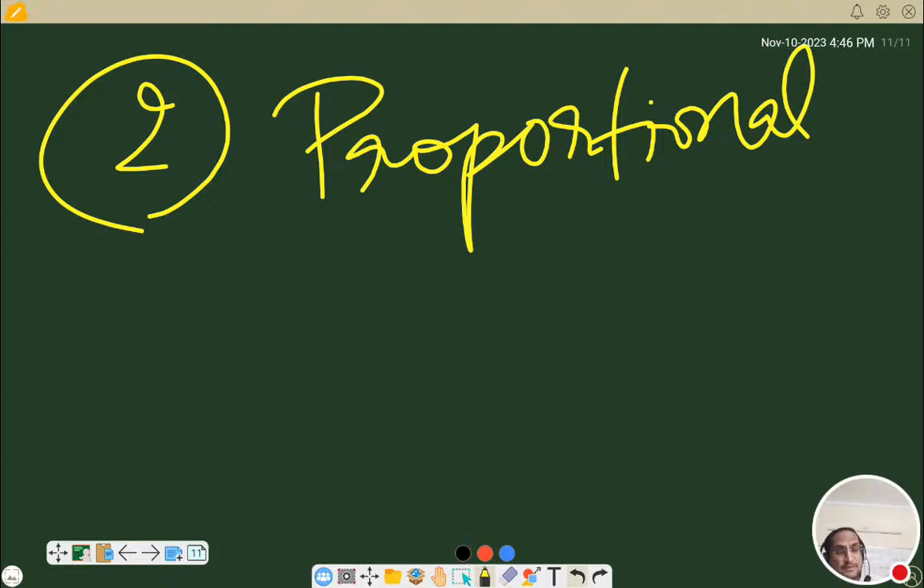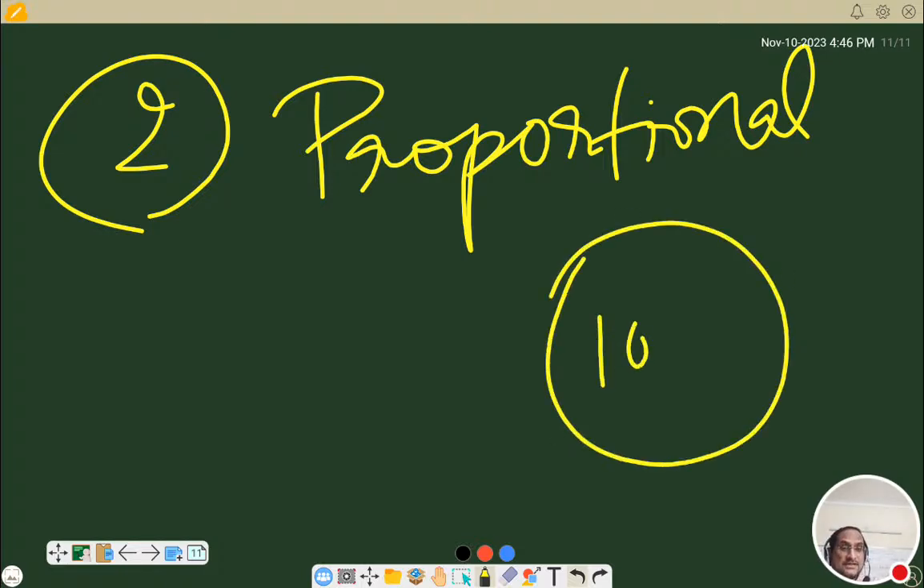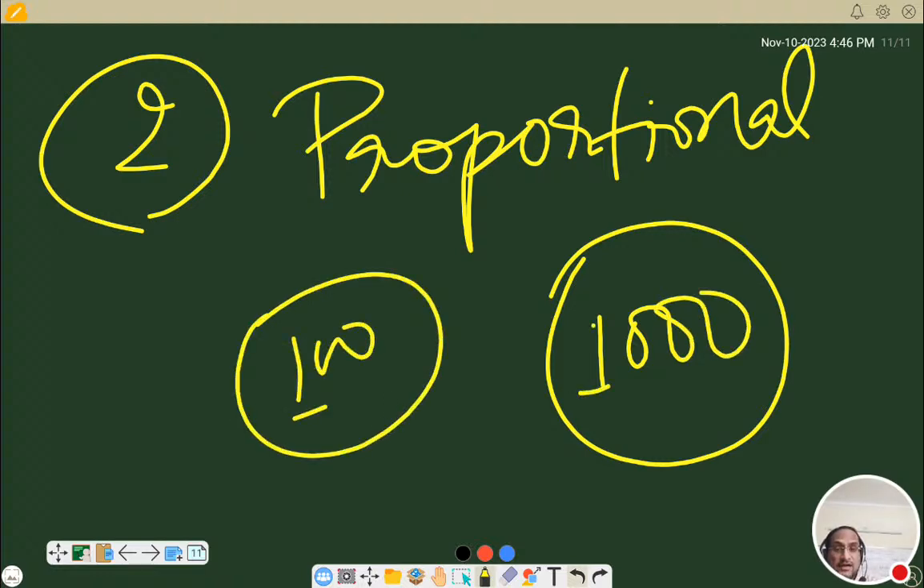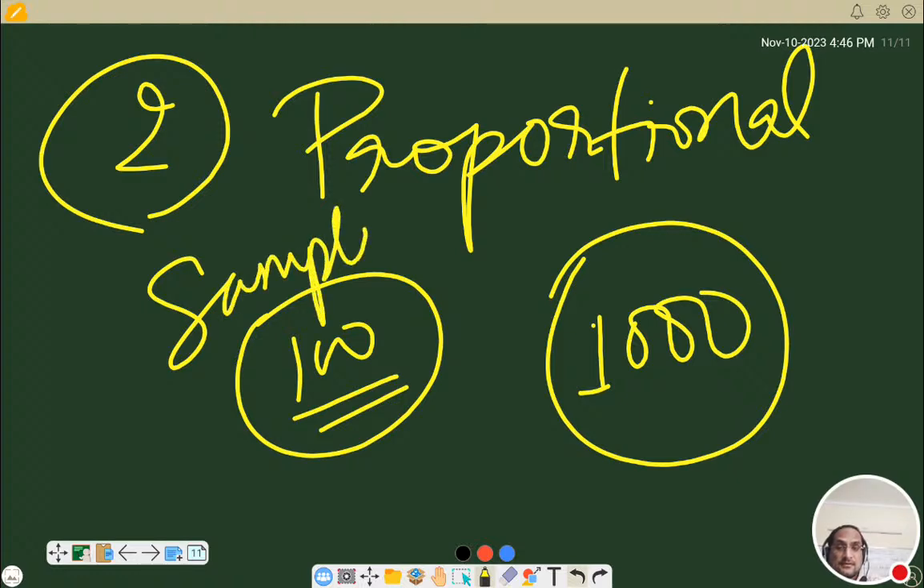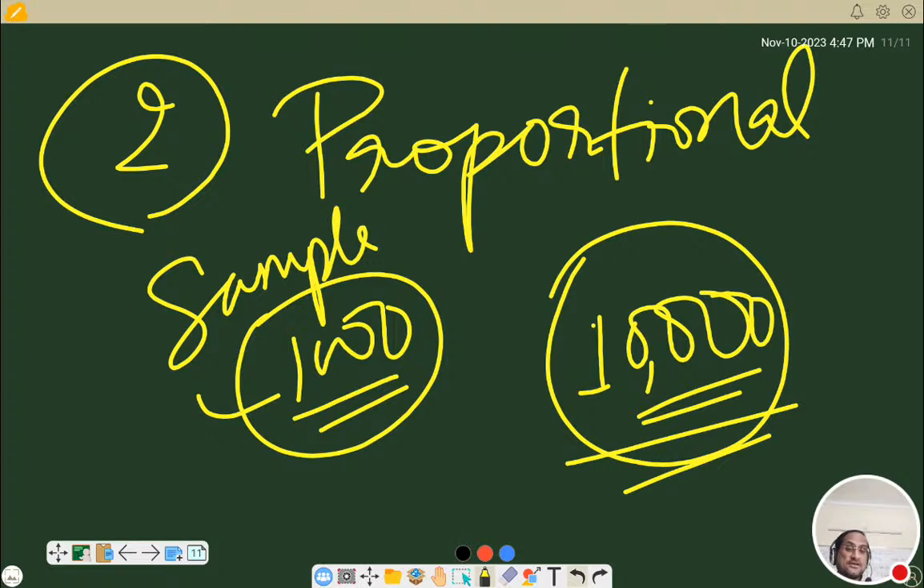The sample must be proportional. That is, if the whole population itself is of 1000, then at least 100 people should be in the sample. Suppose there are 10,000 students, we have to make a sample of 1000 or 100. Representative, proportional. We cannot say the population is 10,000, let's ask only 5 people.